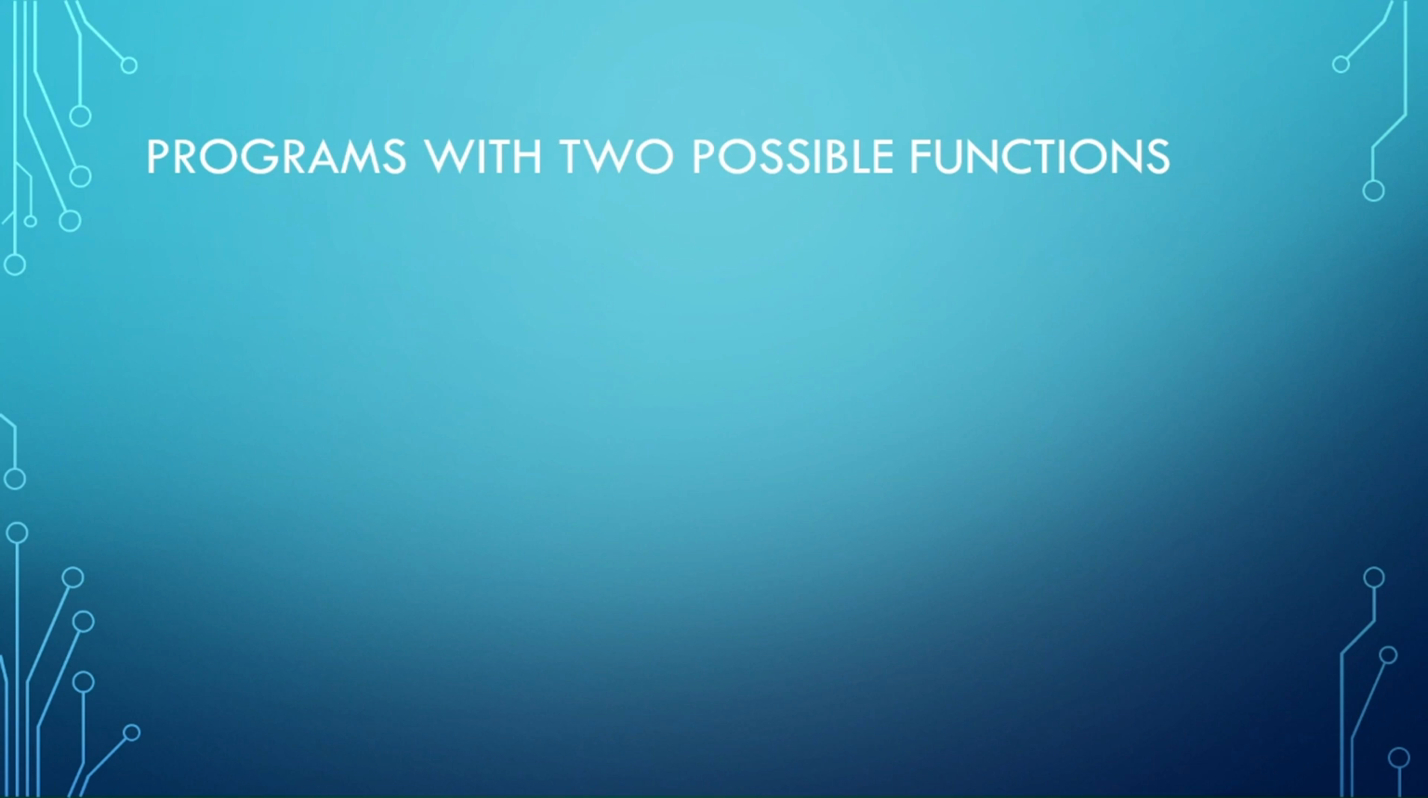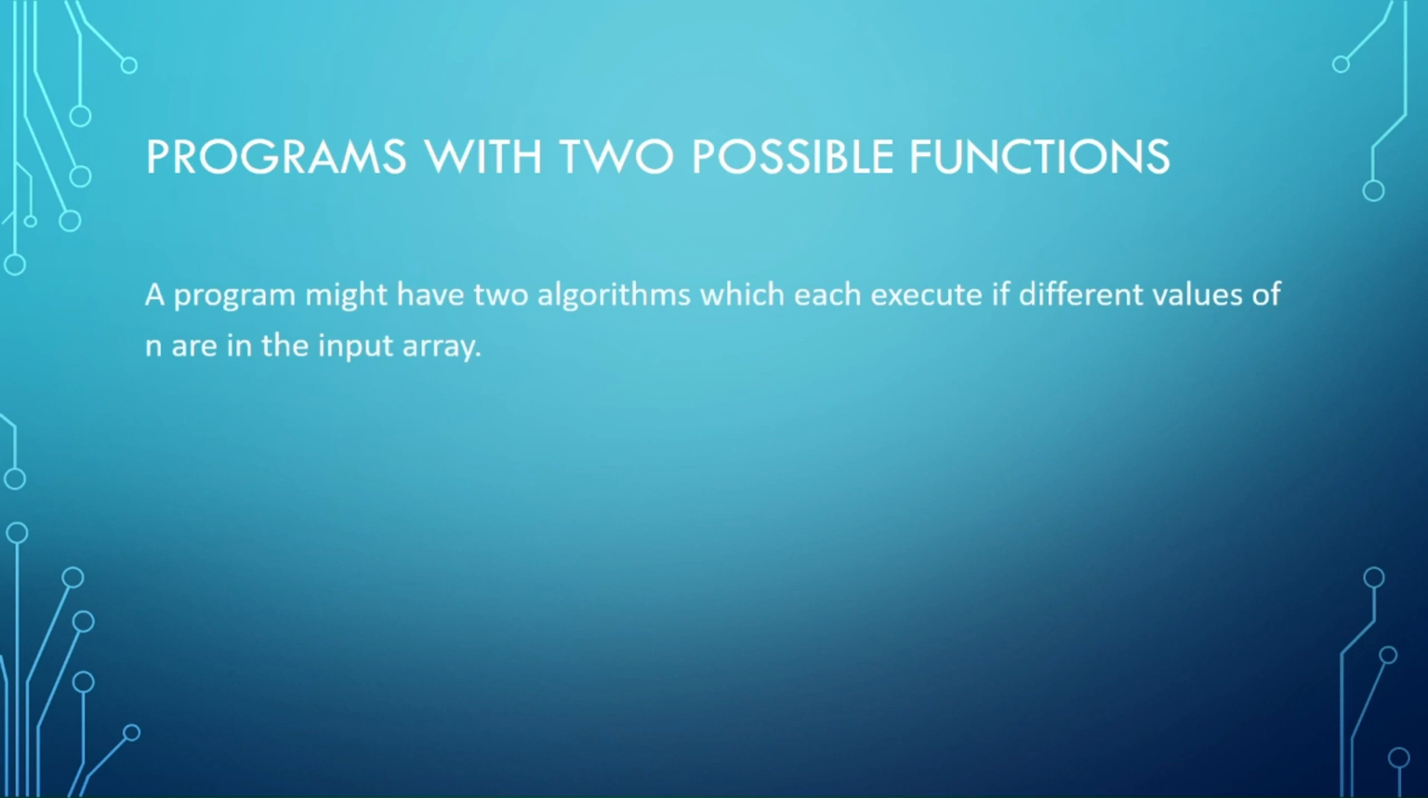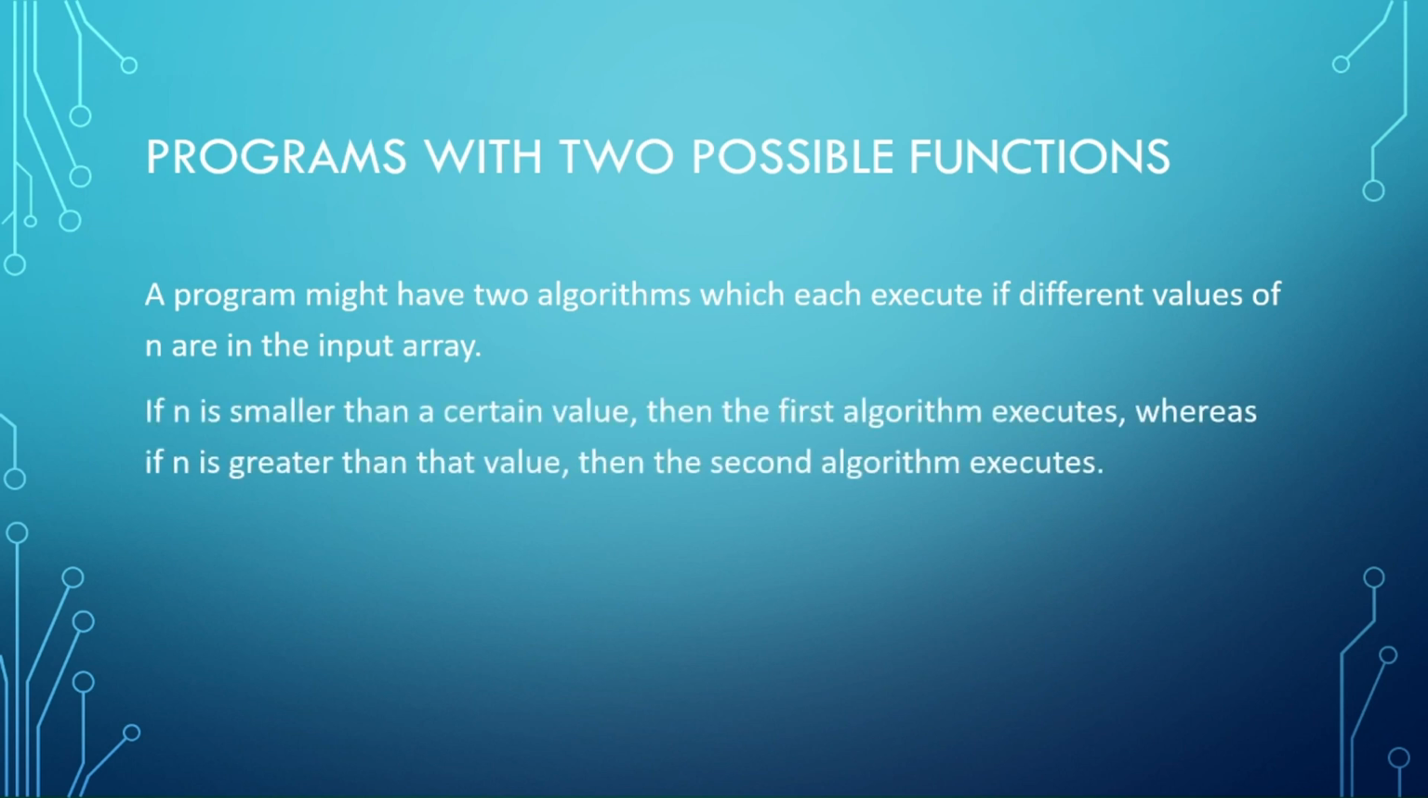This is what I said at the beginning will be the difference between the complexity of a program and the complexity of an algorithm. This slots into it. A program might have two algorithms which each execute for different values of n in the input array. For example, if n is smaller than a certain value, the first algorithm might execute, whereas if n is greater than that value, then the second algorithm might execute.